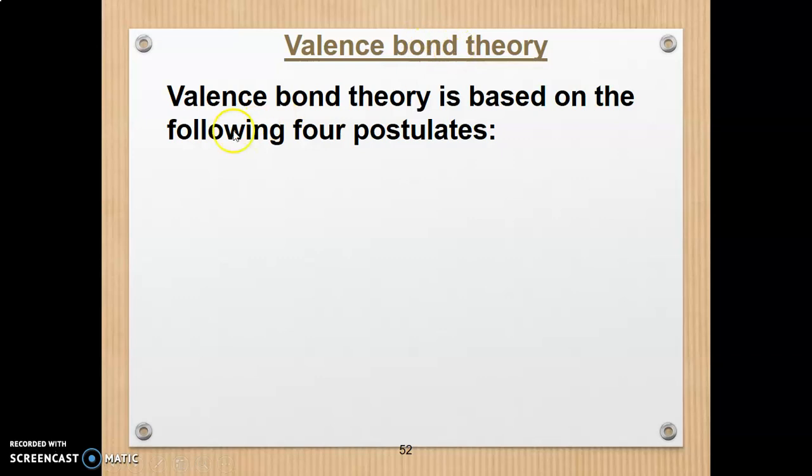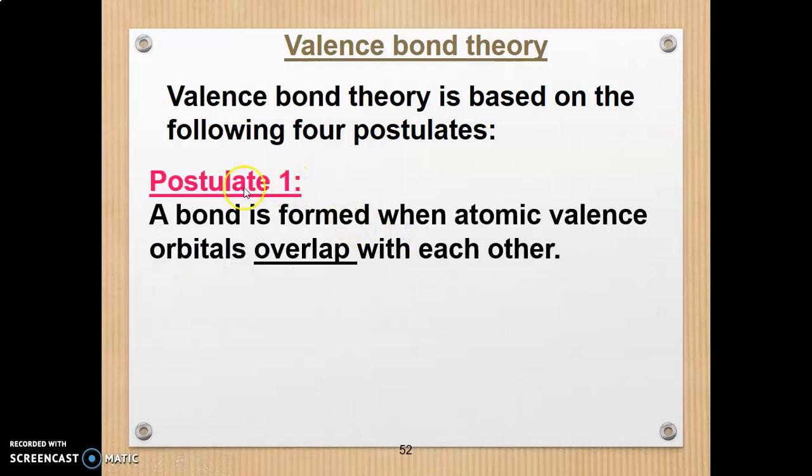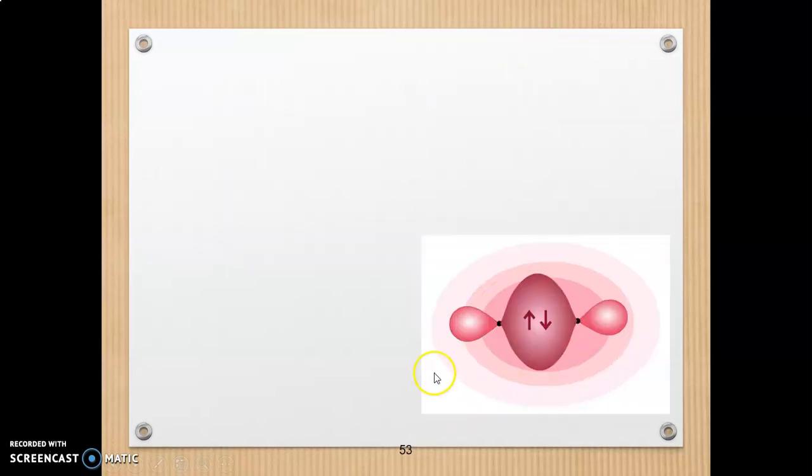Valence bond theory. Valence bond theory is based on the following four postulates. Postulate 1. A bond is formed when atomic valence orbital overlap with each other. So we have atomic orbital here. In order to form a bond, the orbital must overlap with each other. Okay, when atomic orbital overlap. So what happened here?